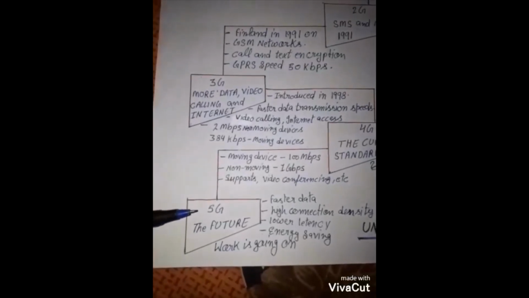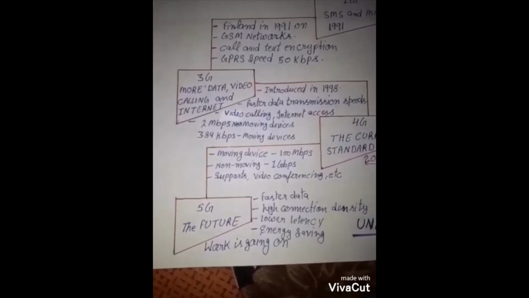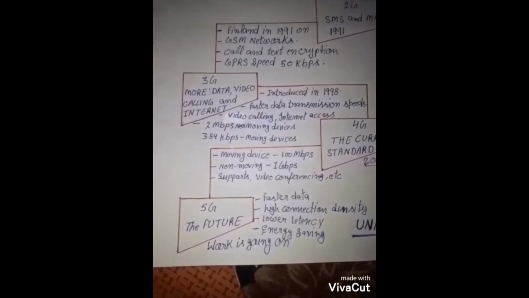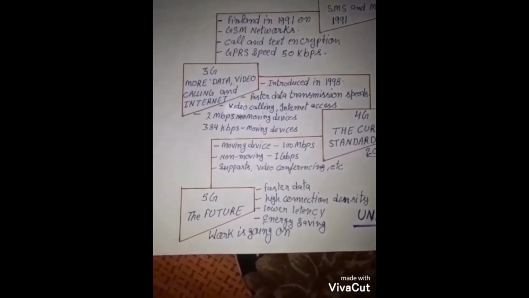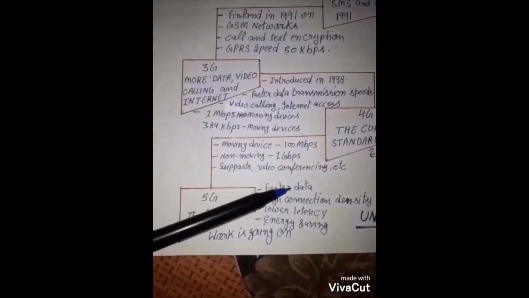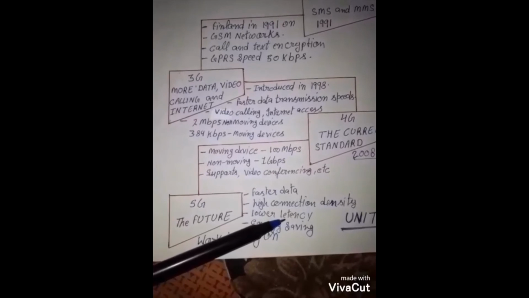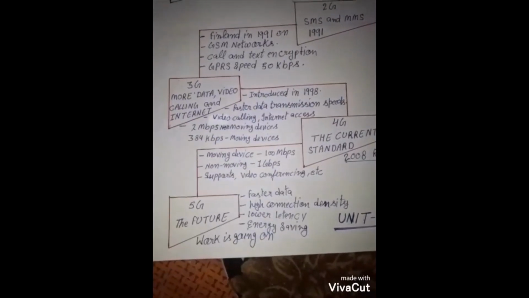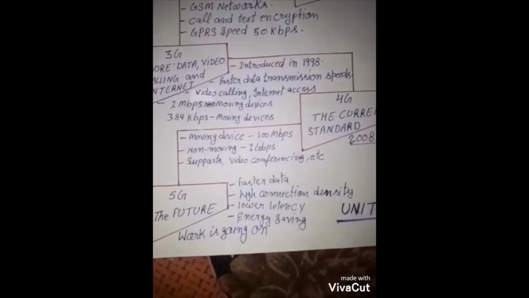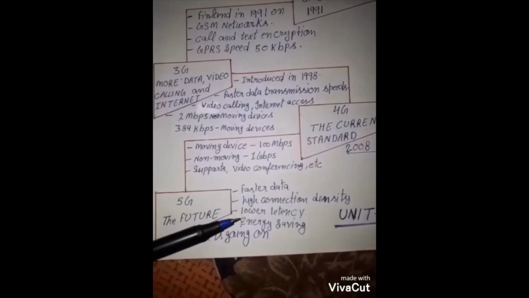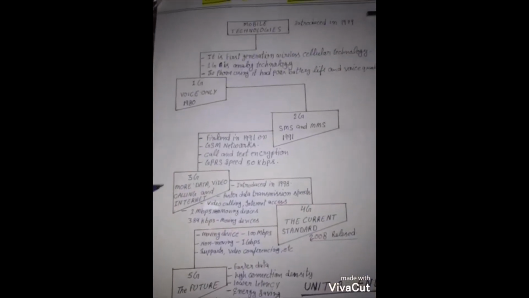Okay, so now the next technology is fifth generation technology. Basically it is the future, a wireless technology not yet implemented, intended to improve on 4G. It promises significantly faster data speed, high connection density, and lower latency. Lower latency means less delay in transmitting or processing data. It will also be energy saving. So this was the explanation of all the mobile technologies.